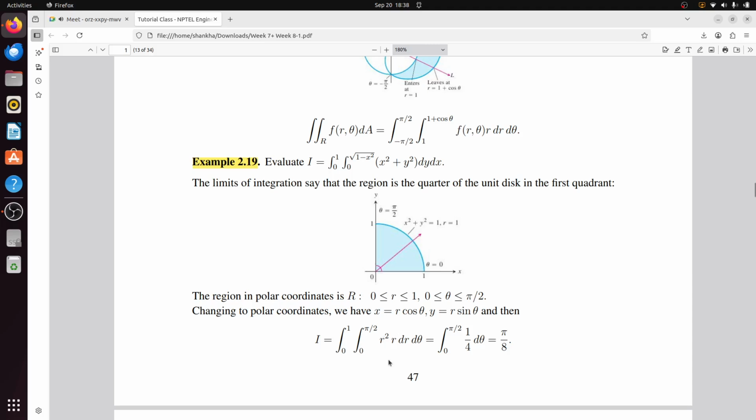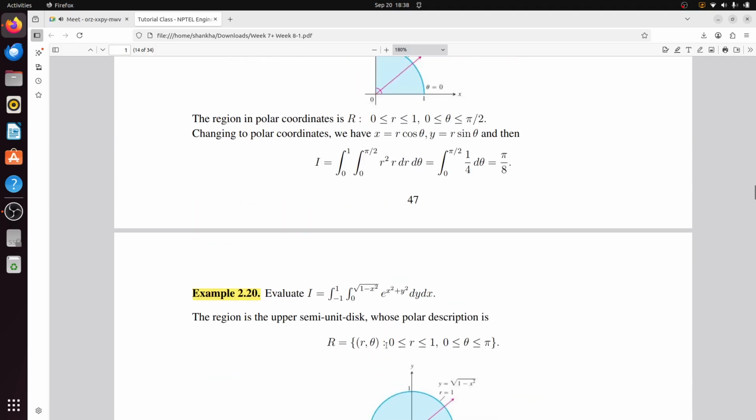Next, I am giving you one more problem. Solve this. Evaluate I equal to the integral from minus 1 to 1, y from 0 to sqrt(1 minus x square), of e to the power x square plus y square dy dx. Solve this problem.